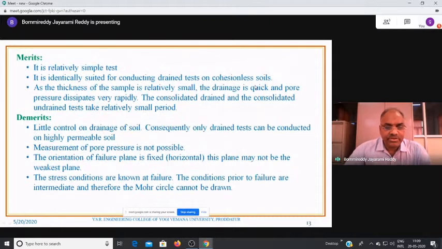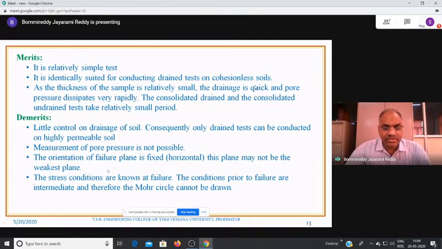And demerits. What is going to happen is there is no control of drainage here, and the exact value may not be obtained, particularly for soils having cohesion. Measurement of pore pressure is not possible in this case. And the failure plane is always horizontal, which is fixed. Sometimes the soil may have a failure plane in some other orientation, but because of the predetermined plane and the forces applied exactly at the horizontal, the failure plane is always horizontal.